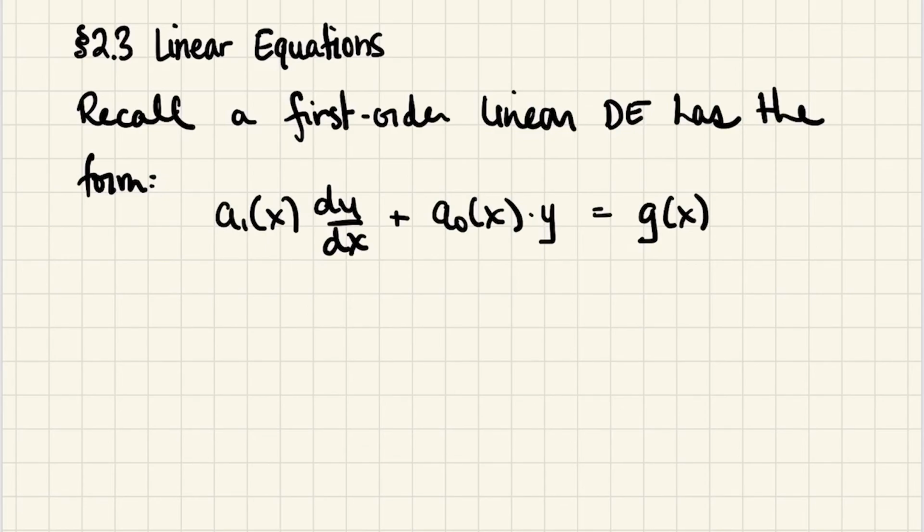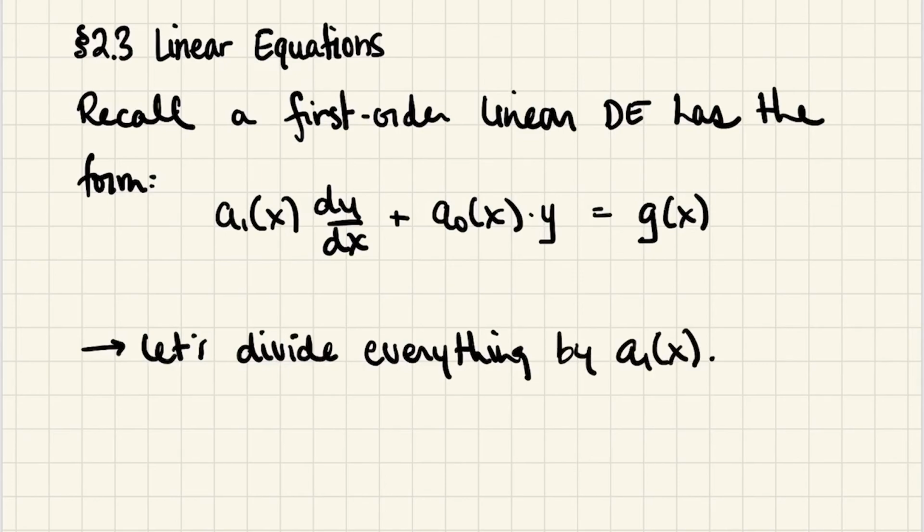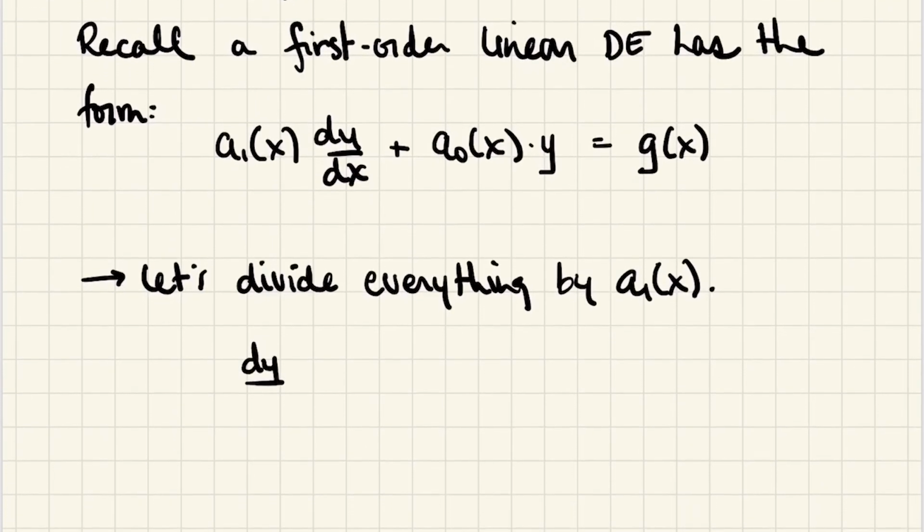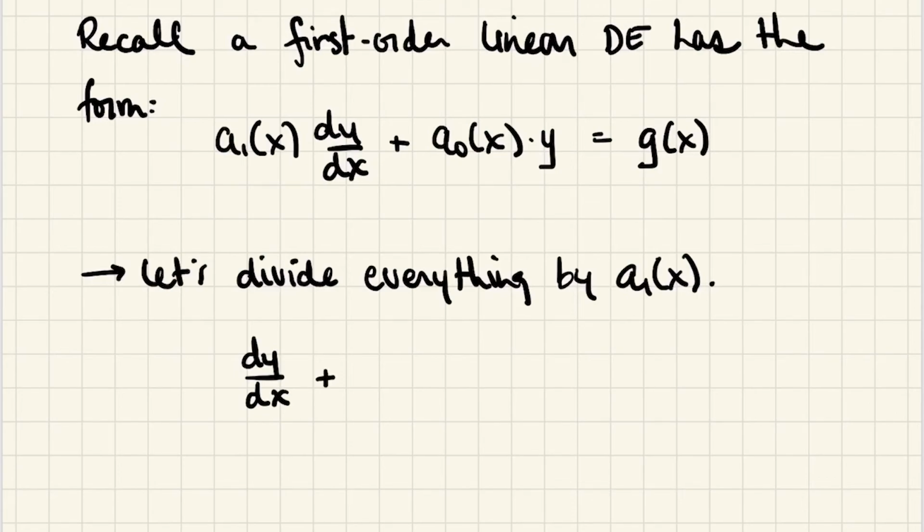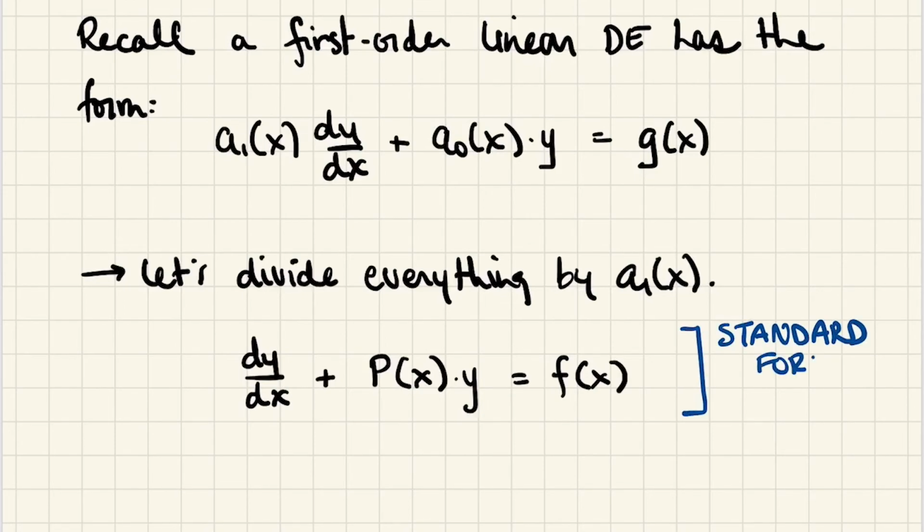But first, we want to write these in a slightly different form, which is called standard form, and it's more useful for our purposes. So let's divide everything by a1. And that would give us dy/dx plus, we'll call it p of x. This is really a0 divided by a1 here. And we'll call the right-hand side f of x. And this is called standard form of a first-order linear differential equation.